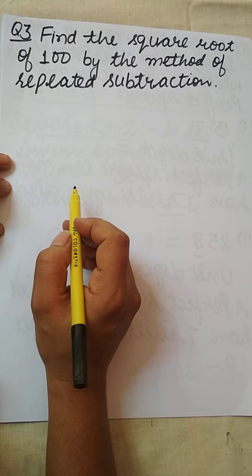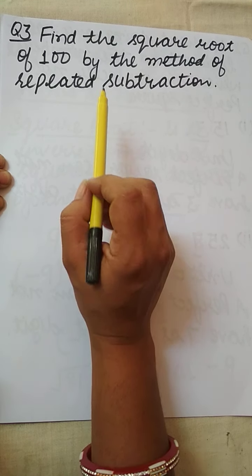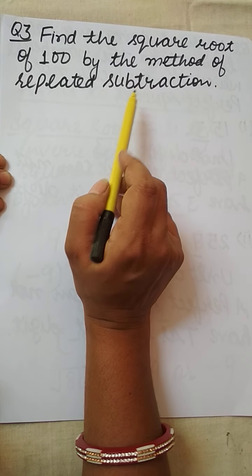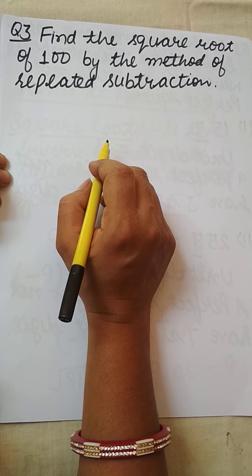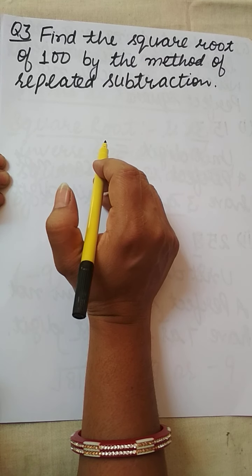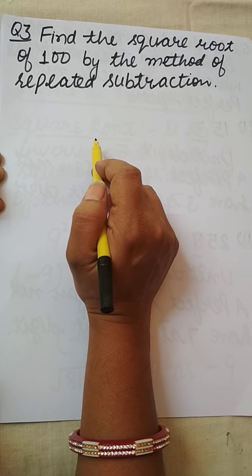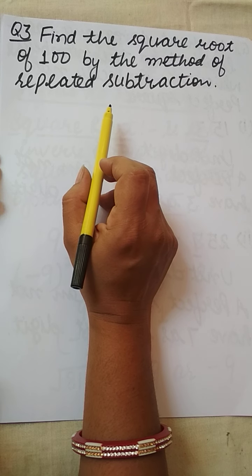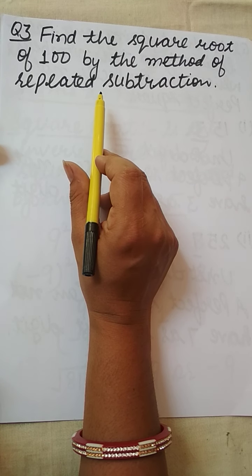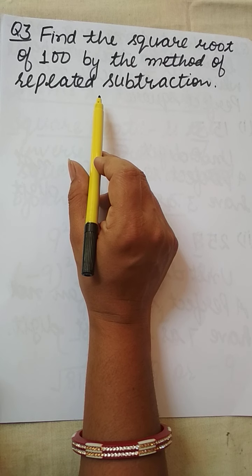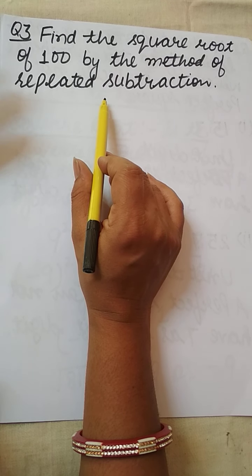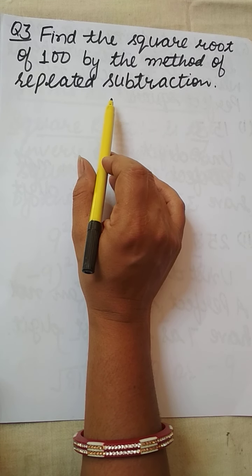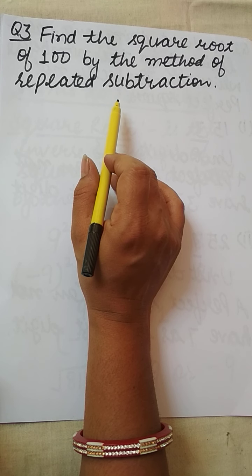Question number 3 is: find the square root of 100 by the method of repeated subtractions. Students, in the previous exercise 6.1, we wrote the perfect square numbers as the sum of consecutive odd natural numbers. Now, when we need to find the square root of a given square number by the repeated subtraction method, we will do the inverse of that method. As we did for finding the square root, we do the inverse operation of the square number.